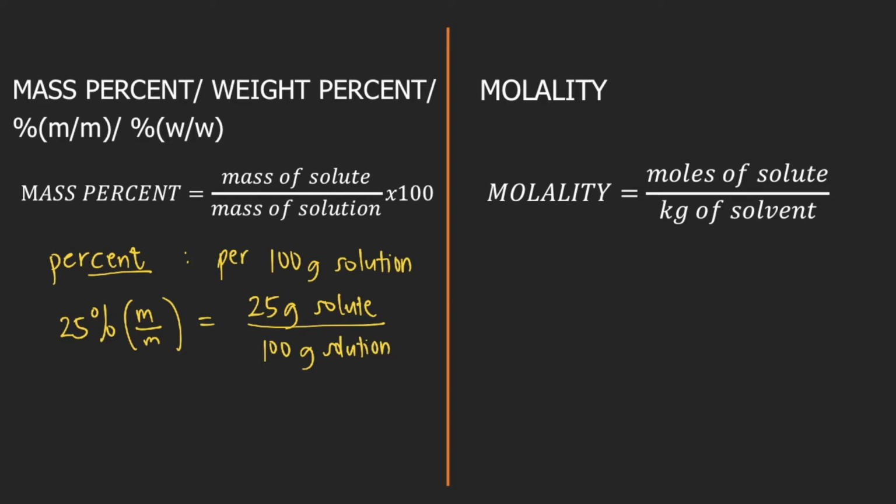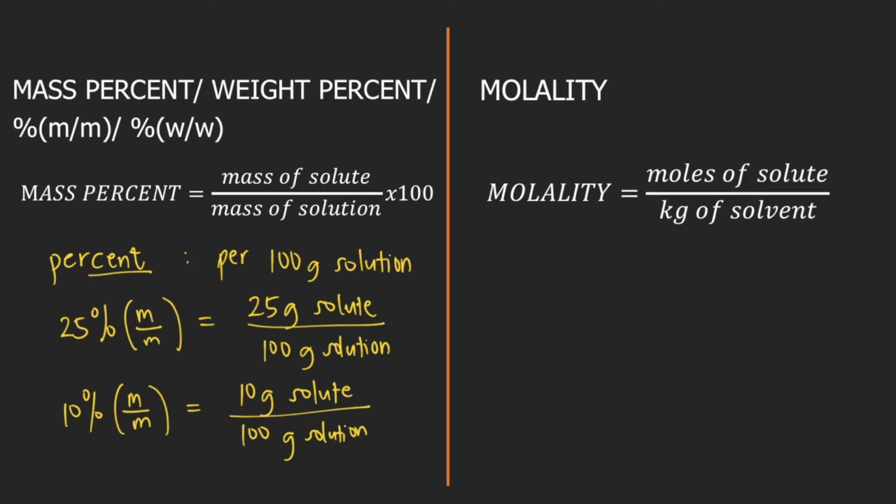Another example, say you are given 10% by mass. This means 10 grams of solute per 100 grams of solution. So that's how you interpret mass percent.